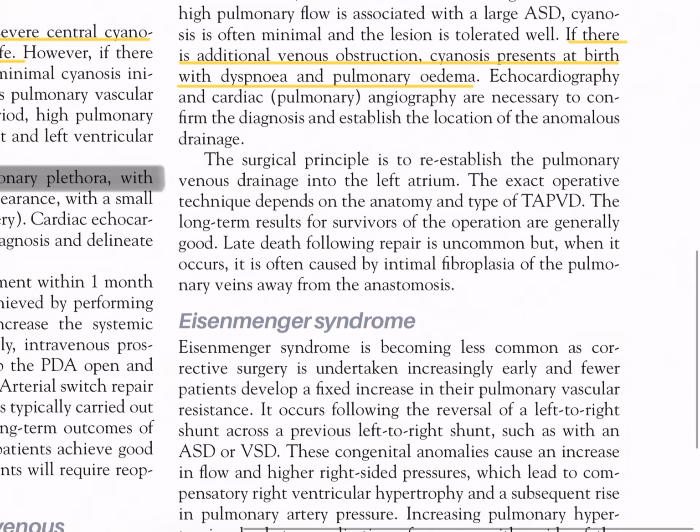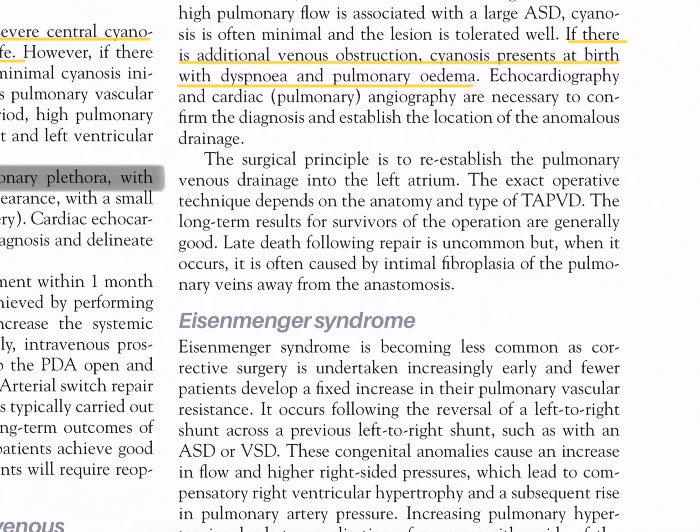Echocardiography and cardiac catheterization with pulmonary angiography are necessary to confirm the diagnosis and establish the location of the anomalous drainage. The surgical principle is to re-establish the pulmonary venous drainage into the left atrium. The exact operative technique depends on the anatomy and type of TAPVD. The long-term results for survivors of the operation are generally good.